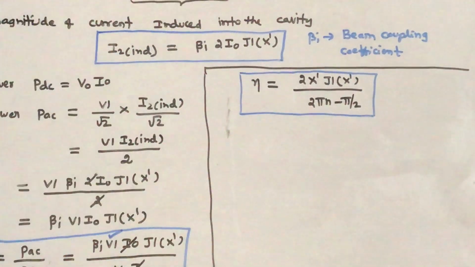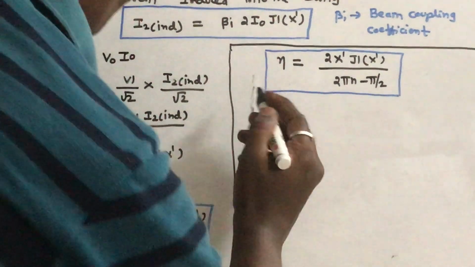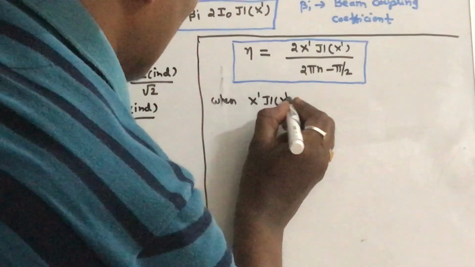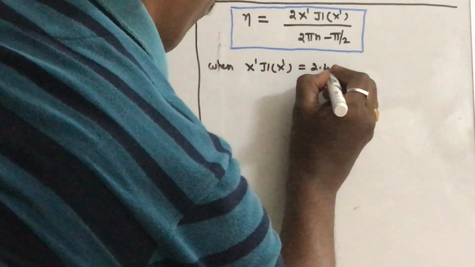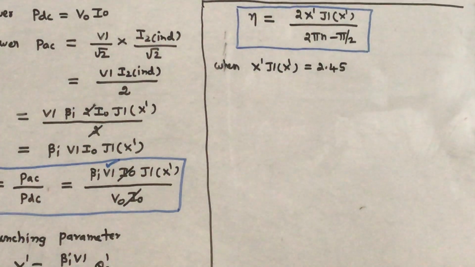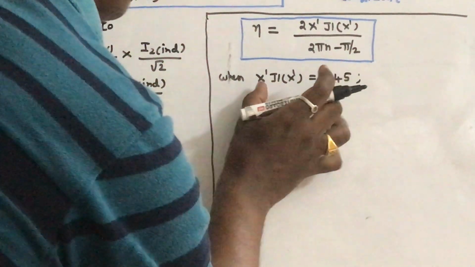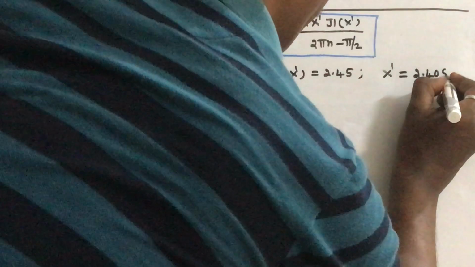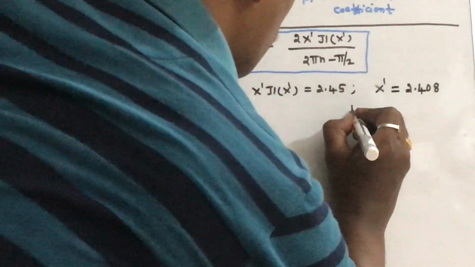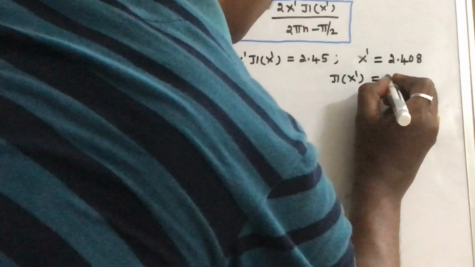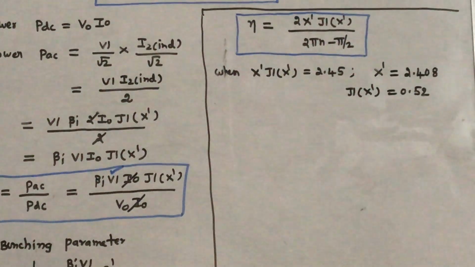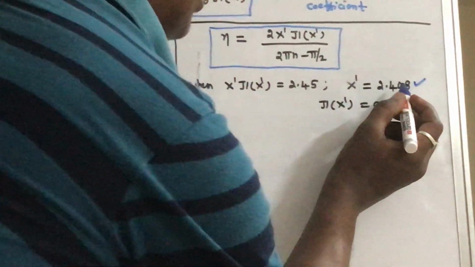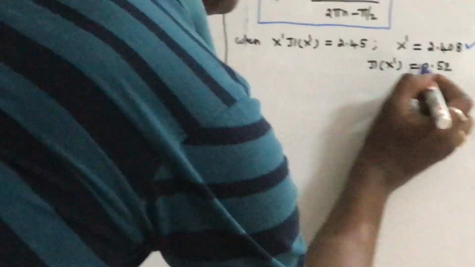Let us find out the maximum efficiency. When X dash into J1 of X dash is equal to 2.45, in fact, this maximum value of X dash into J1 occurs at X dash equal to 2.408, and at this bunching parameter value, J1 of X dash is equal to 0.52. You have to remember this value. When the bunching parameter is 2.408, then at this bunching parameter, the Bessel's function is 0.52.